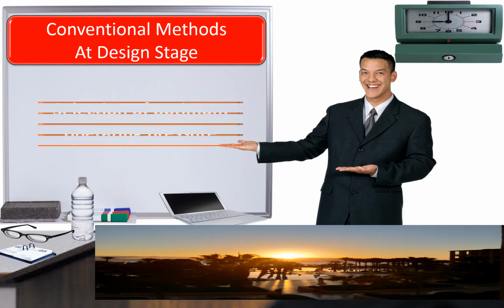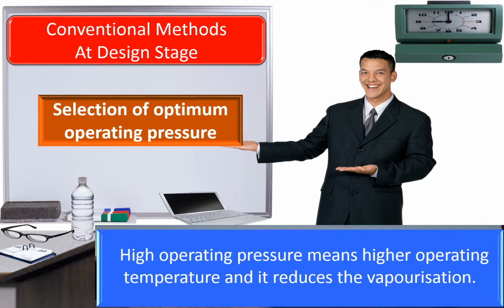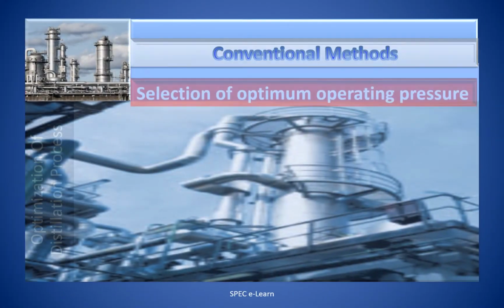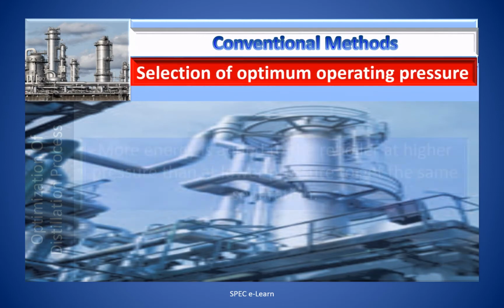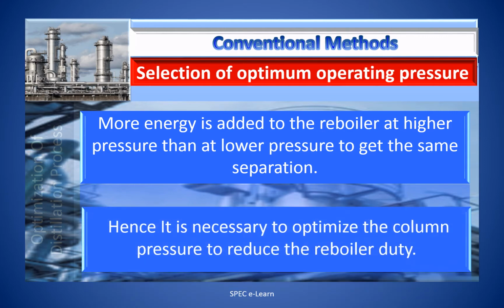Now we will move on to another optimization parameter, selection of optimum operating pressure. High operating pressure means higher operating temperature, and it reduces the vaporization. More energy is added to the reboiler at higher pressure than at lower pressure to get the same separation. Hence, it is necessary to optimize the column pressure to reduce the reboiler duty.